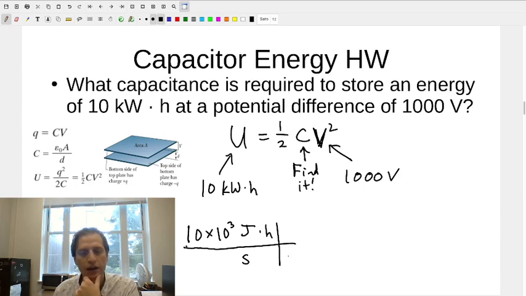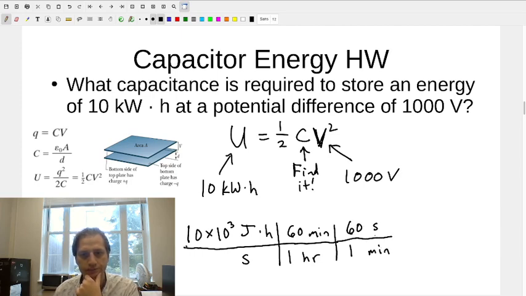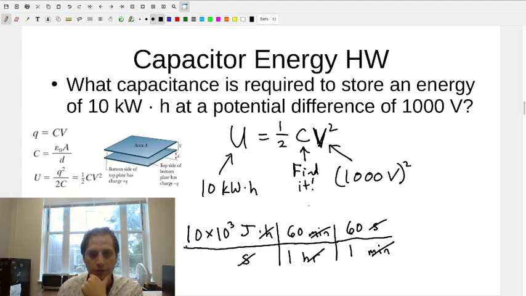And then now I can go ahead and say that 1 hour is going to be 60 minutes, and 1 minute is going to be 60 seconds. And so surprisingly here, your hours cancel out, your minutes cancel out, and your seconds cancel out. So it gives you something that's in terms of joules. Okay, so there's your energy in joules. Then you're going to take 1,000 volts squared, and then you're going to find your capacitance, and at the end of the day, that's going to be in farads.